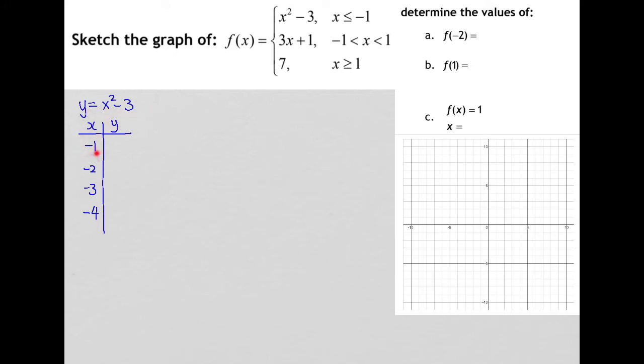So when x equals -1, -1 whole thing squared will be +1, minus 3 will be -2. And when x equals -2, -2 whole thing squared will be +4 minus 3, that will become +1. When x equals -3, -3 whole thing squared will be +9 minus 3 will be 6. The last one, when x equals -4, whole thing squared will be 16 minus 3 will be 13.